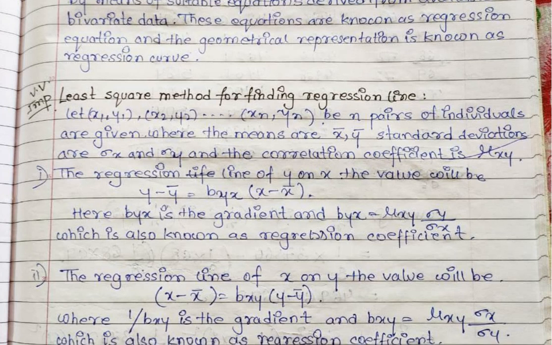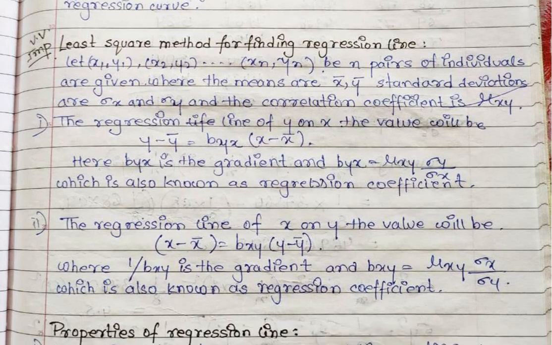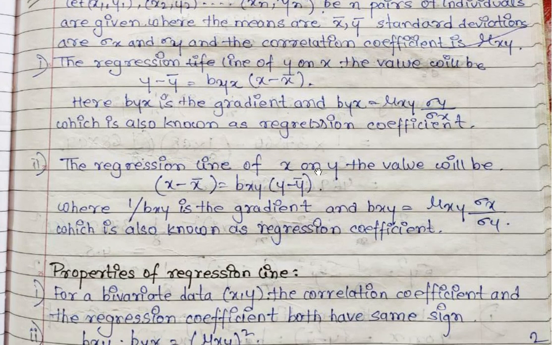Now the regression line of x on y has the same type of formula, but here y is specified and x we have to measure. So on the left-hand side we have x minus x bar, and the term is bxy times y minus y bar. But this is where maximum students fail the problem, and in the exam they make a mistake.